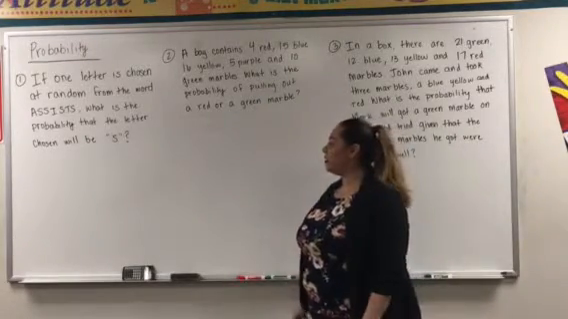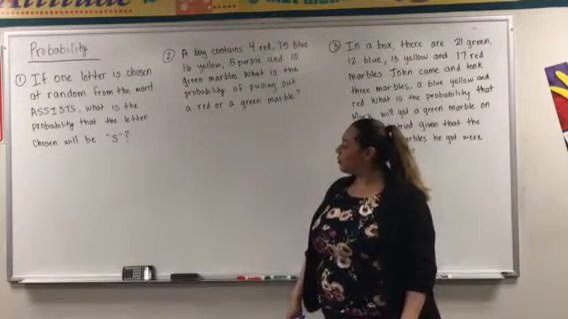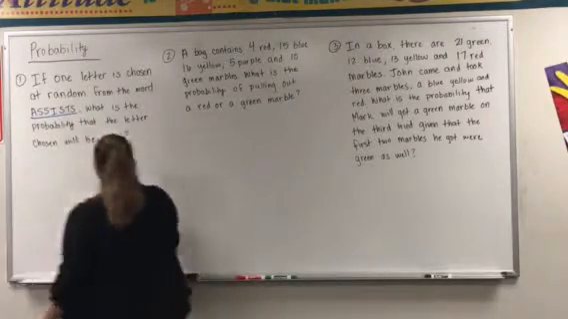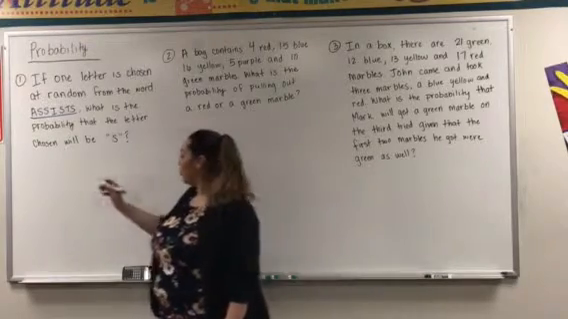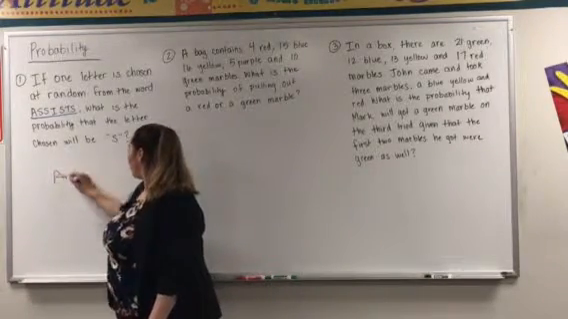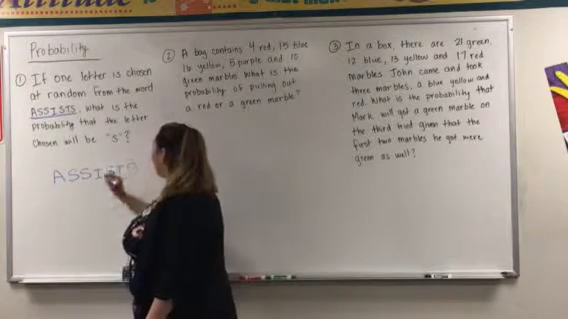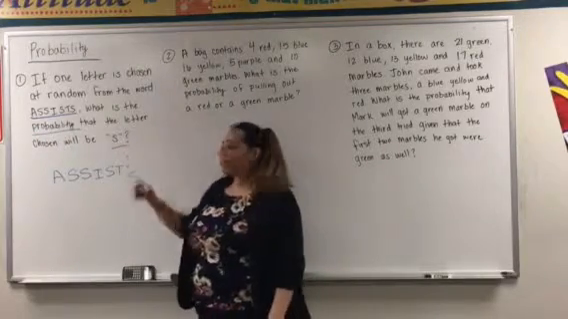So for instance, in number 1 it says, if one letter is chosen at random from the word assist. So we're using this word right here. What is the probability that the letter chosen will be S? So first of all, let's write the word down here. We want to know what is the probability that the letter chosen will be an S.